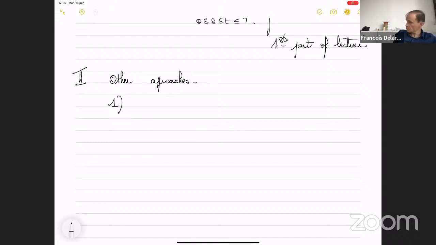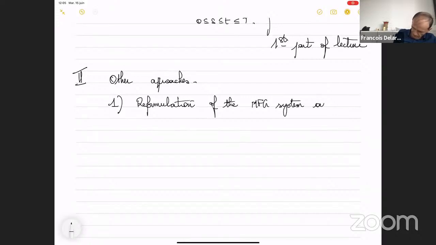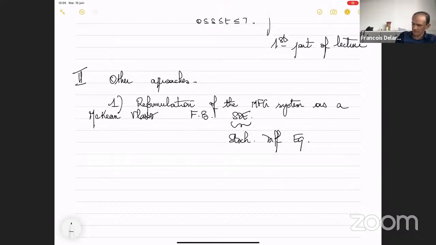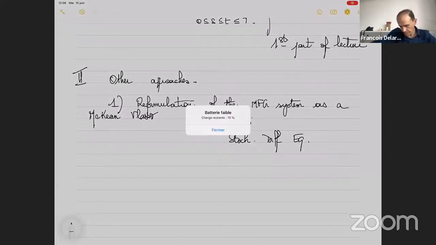So the first thing I would like to say is that we can reformulate the mean field game system, which is the forward backward system I have, as a McKean-Vlasov forward backward stochastic differential equation. SDE now is for stochastic differential equation. I will be quite quick here. What I want to say is that when you have the PDE approach, you freeze where you are in time and space, and then you compute the cost you have to pay. In the probabilistic formulation, as I'm going to tell you about, you follow the evolution of the cost along the optimal trajectory.